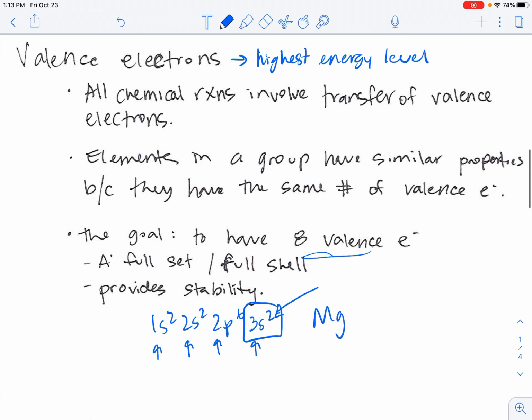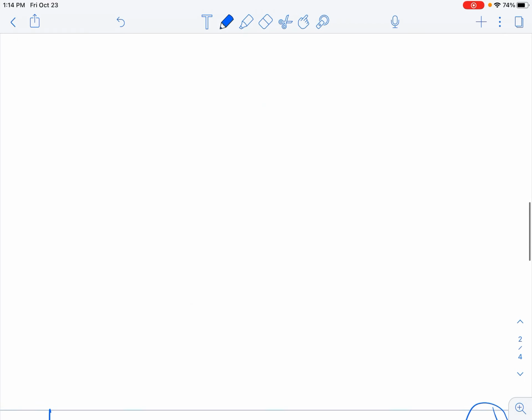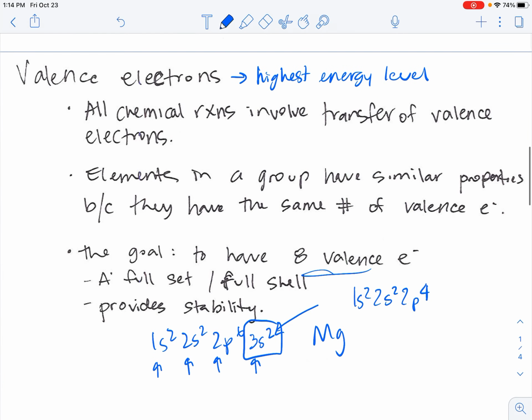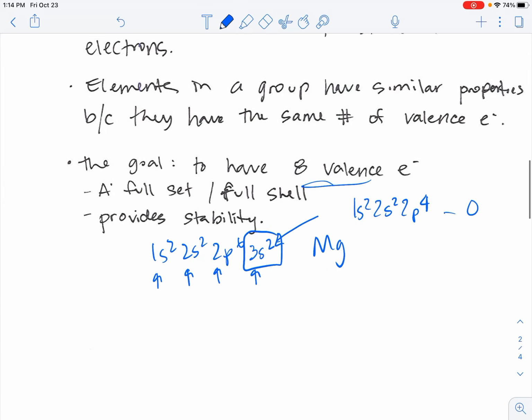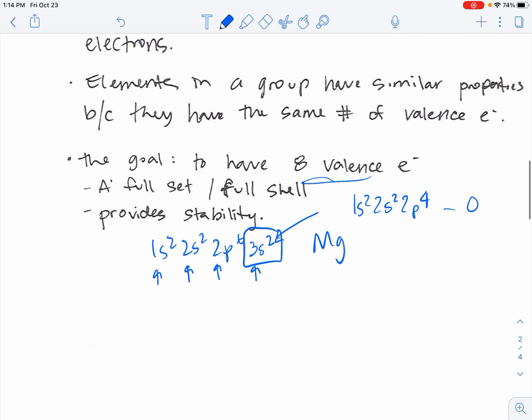You can also, if you'd rather, write out the configuration and then see the valence electrons that way. One thing I should point out, though, is that if we did take one more thing, like let's say 1s2, 2s2, 2p4, which of course is oxygen. So one way, if I asked how many valence electrons was that, you could say, oh, well, it's right here. So it has 6 valence electrons.